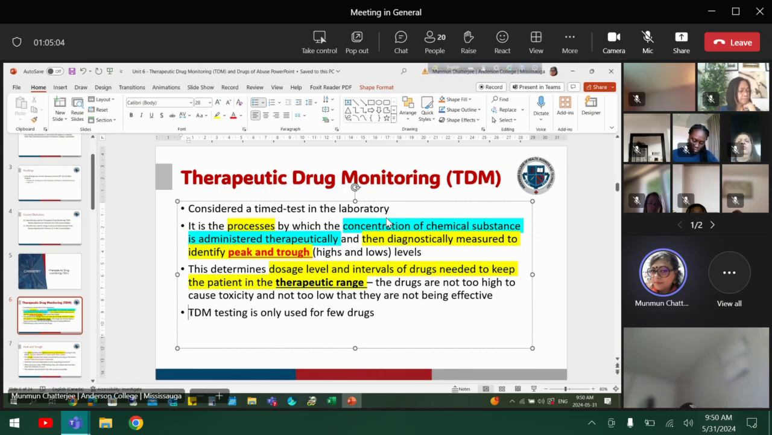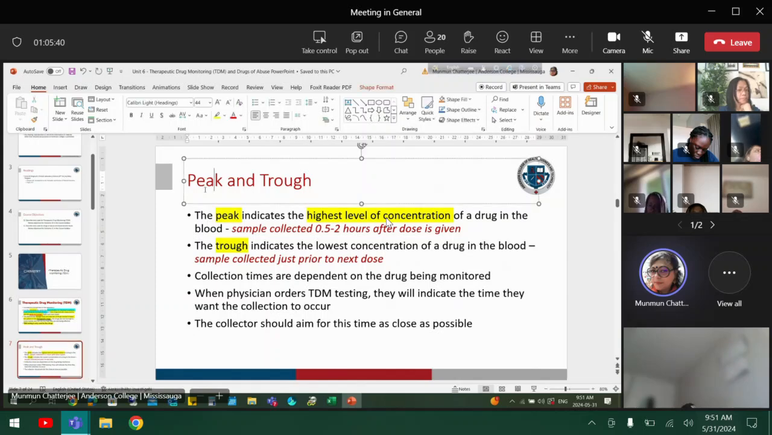TDM testing is used only for a few drugs, not all, those which have a life-threatening risk, I should say. So mainly the therapeutic drug monitoring test is used to know the therapeutic range, the range from this dose to that dose the doctor can order, so that the drugs are not too high and cause toxicity, or too low and not effective. So it's used for only a few drugs. What is peak and trough?